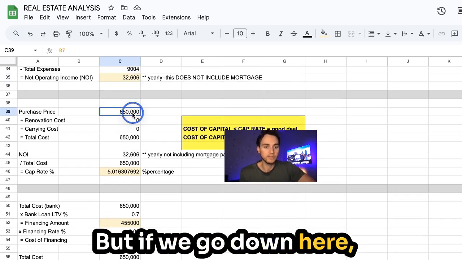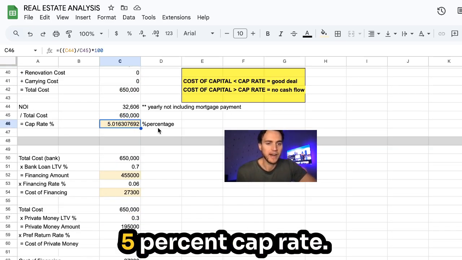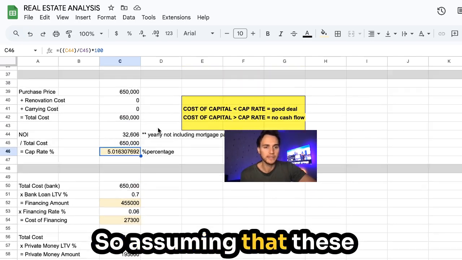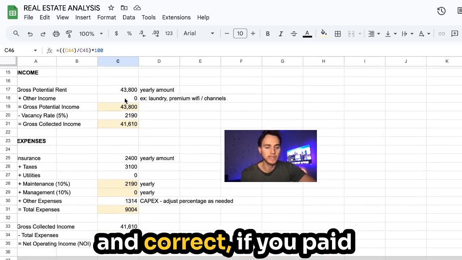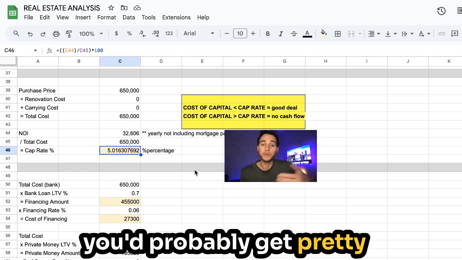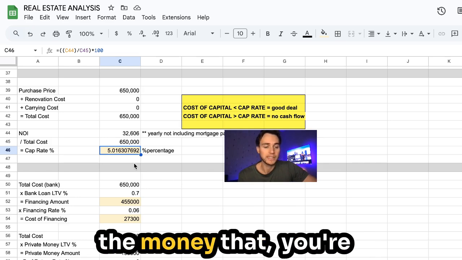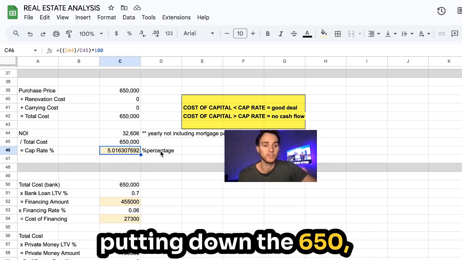But if we go down here, we'll put $650,000 purchase price, no renovations. Right now you're sitting at about a 5% cap rate. So assuming that these variables are accurate and correct, if you paid cash for this property, you'd probably get pretty close to a 5% cash on cash return for the money that you're putting down, the $650,000 you paid cash.